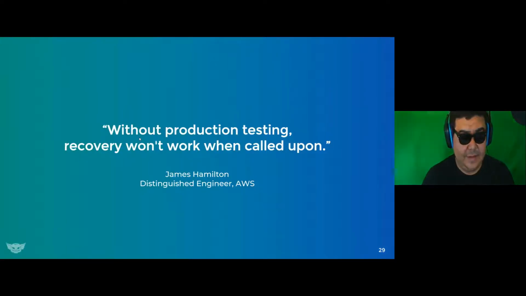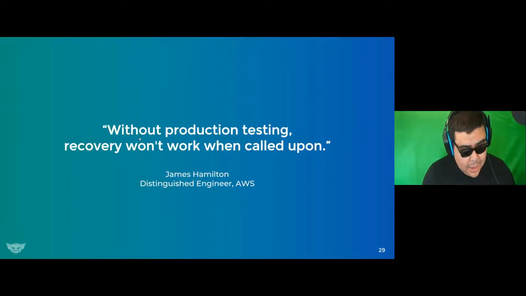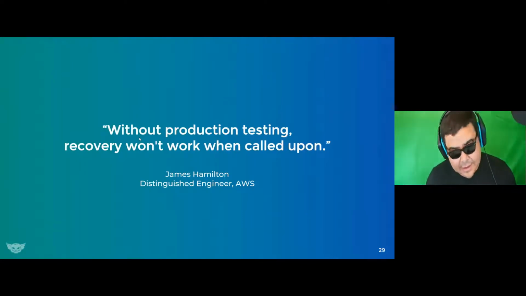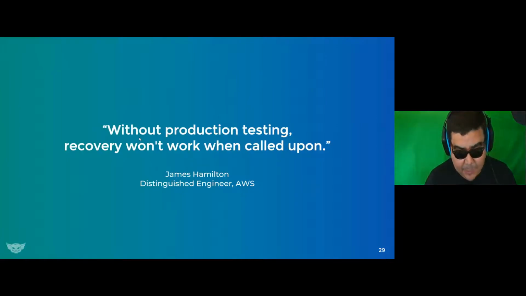Without production testing, recovery won't work when called upon. The truth in this statement is amazing, right? All too often, in my experience, I've seen folks do a level of resiliency testing, performance testing, recovery testing in a non-production environment. So what ends up happening is the idea that no two environments are the same. So when you're moving from dev to staging to QA to prod, just because it worked in dev does not mean it will work in prod. Staging is not production, no matter how much you mirror it, right? You're only going to be able to get production in production.